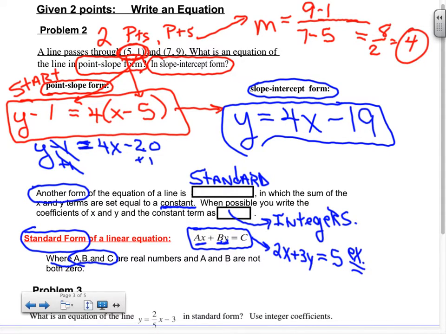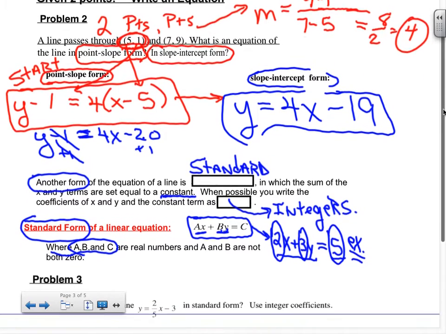An example would be, you've got the x term and the y term on the left side. You've got the constant on the right side. You've got integer coefficients. 2 is an integer. 3 is an integer. 4 is an integer. What you don't want are fractions and decimals. No fractions, no decimals in front of x, in front of y, or on the right side. Okay? That's kind of a pain, but that's just the way it is.